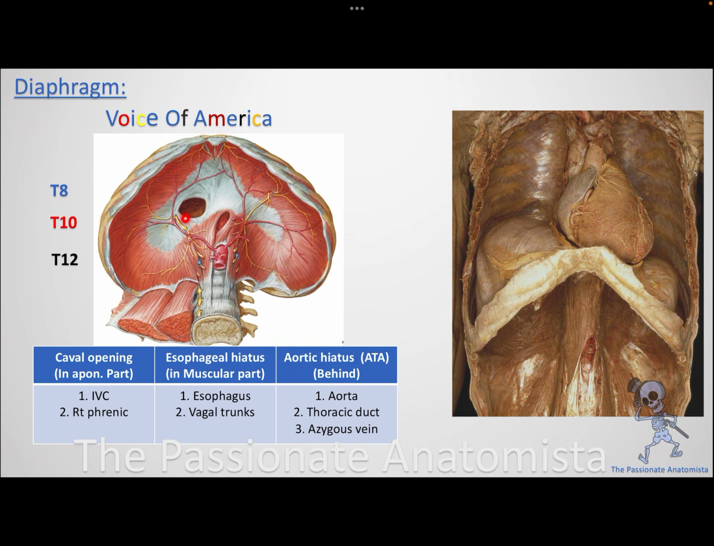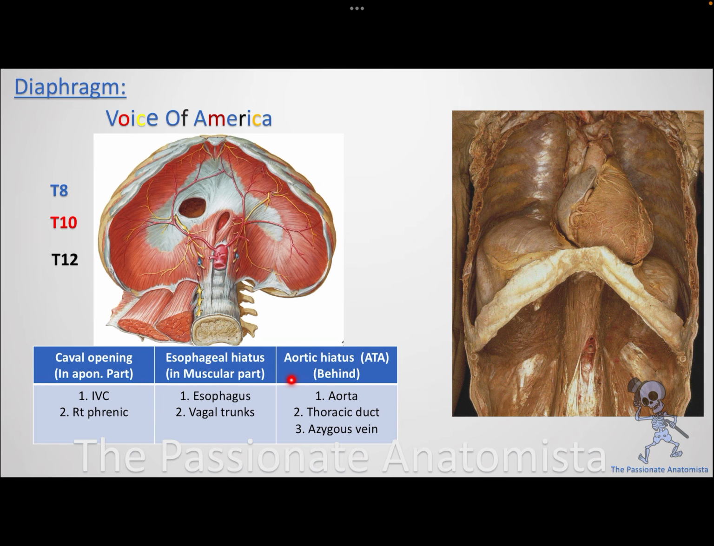Okay, you guys need to know, where do we get to see these openings? Remember that the caval opening is in the tendinous part. The esophageal hiatus is in the muscular part. Esophageal has the letter S, so this is in the muscular part. The caval is in the aponeurotic part, they don't have S. In the tendon, this is the opening. However, the aorta is behind the diaphragm. It's not within the diaphragm.